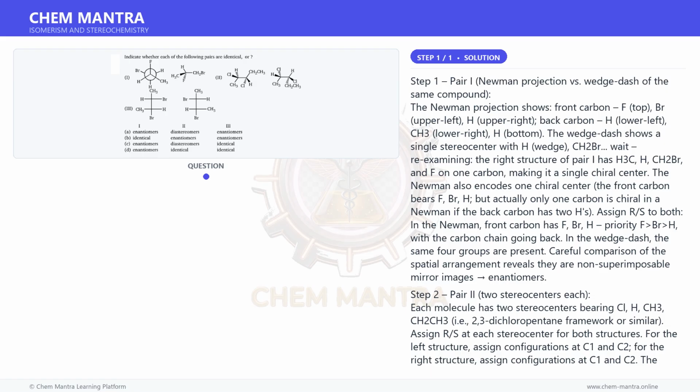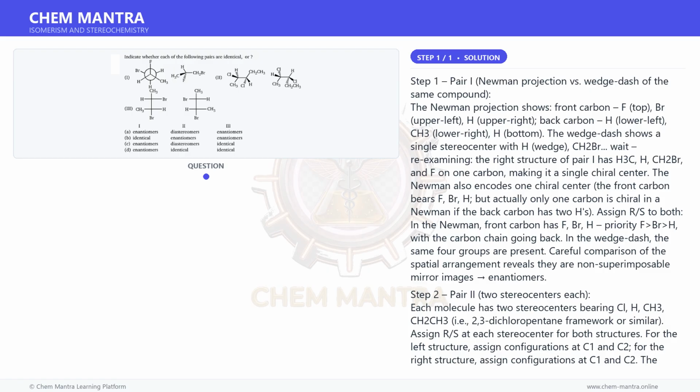By rotating or flipping one structure, we can check if they superimpose. Rotating the right structure 180 degrees about the C-C bond axis maps it onto the left structure exactly. Hence they are identical, the same compound. Summary: 1 is enantiomers, 2 is diastereomers, 3 is identical, which matches option C.